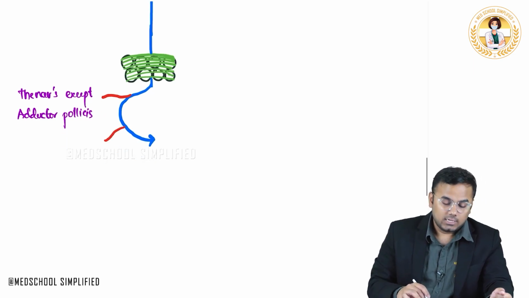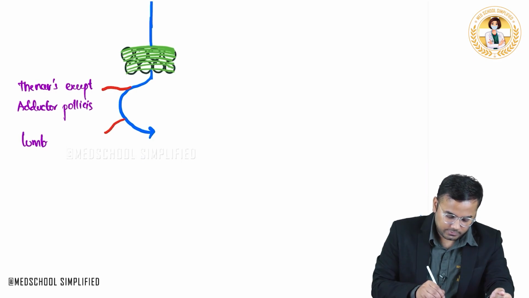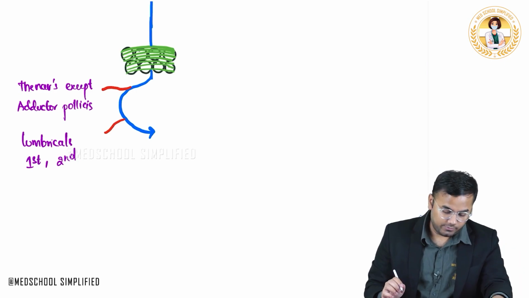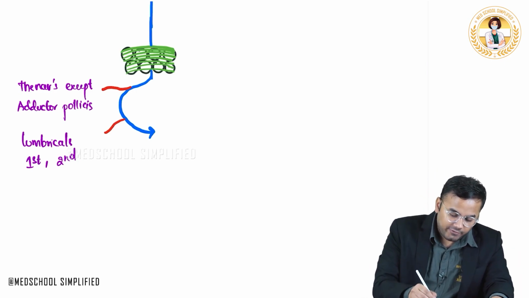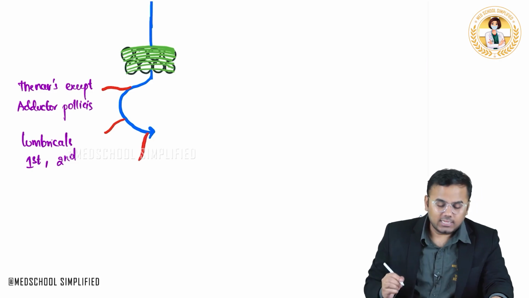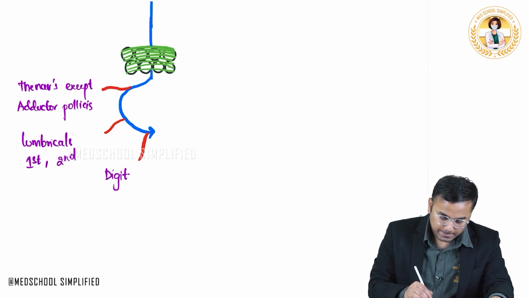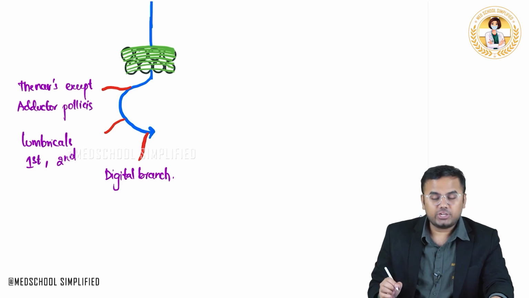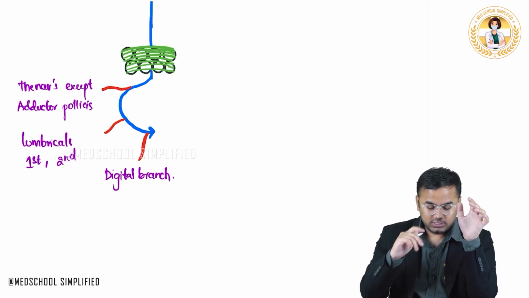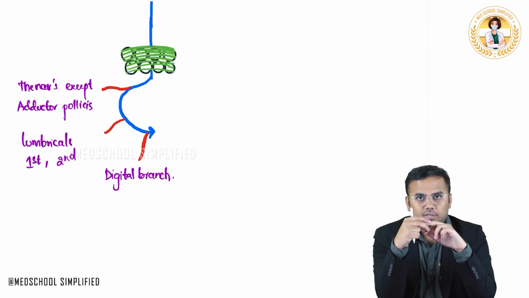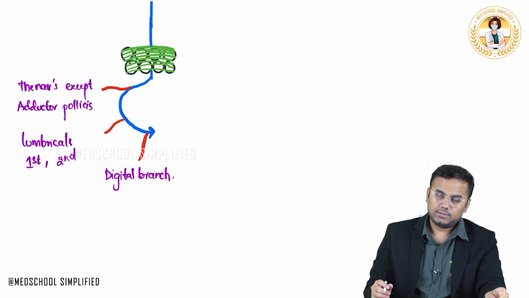Now after this, you have the next branch like this, right? This second branch supplies your lumbricals. What are the lumbricals? The first lumbrical as well as the second, not third and fourth, because third and fourth are supplied by the ulnar nerve. Finally, here it gives one more last branch, and this branch is a special branch called the digital branch. What do I mean by digital branch? Digits, that is, fingers. This digital branch supplies the digits here. Clear, all of you? It supplies the tips of your fingers and gives sensation to the tips of your fingers, right?